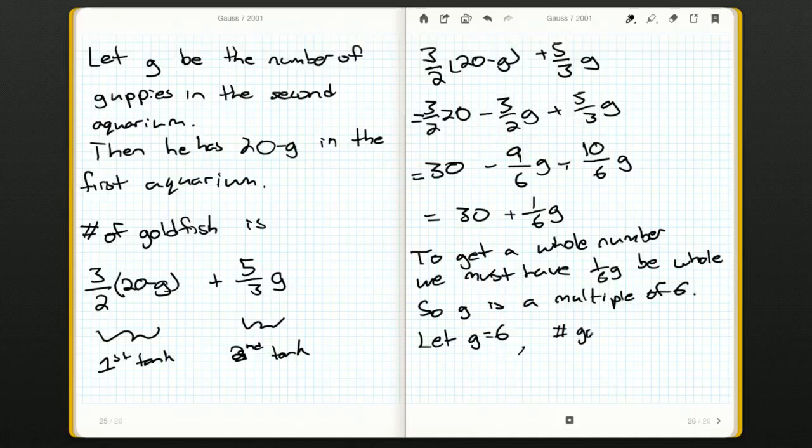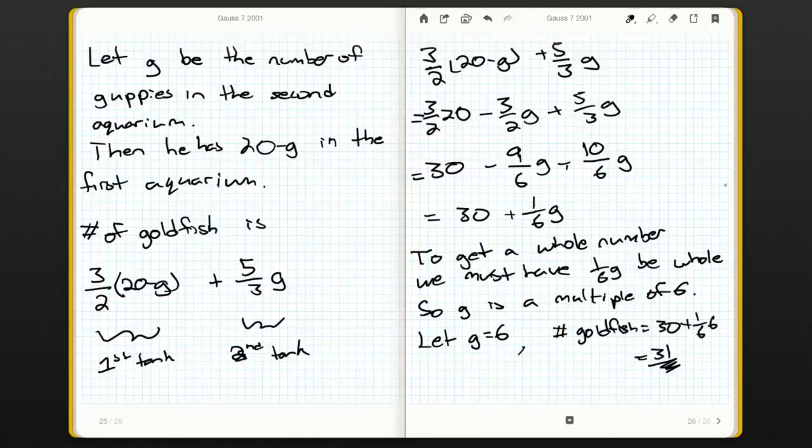And that would mean the number of goldfish is 30 plus 1/6 times 6. So that's 31. And now that's what we think should be the right answer. But this is a part C question. And so maybe there's something we're missing.